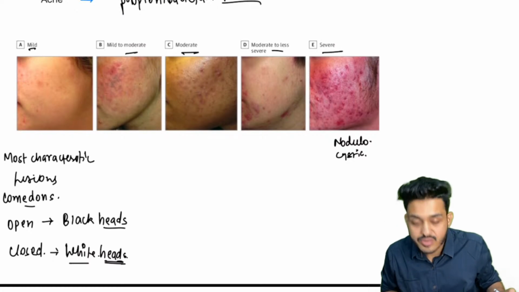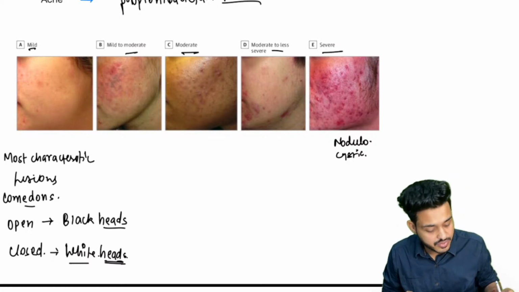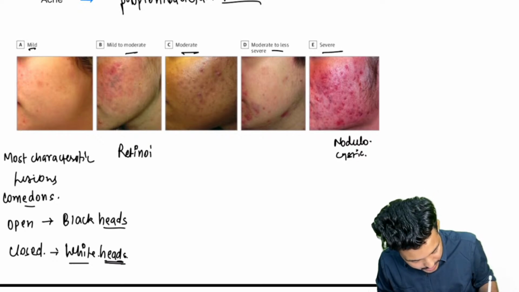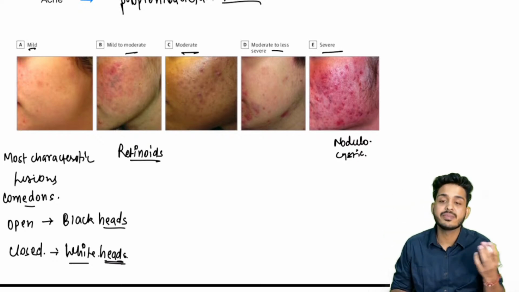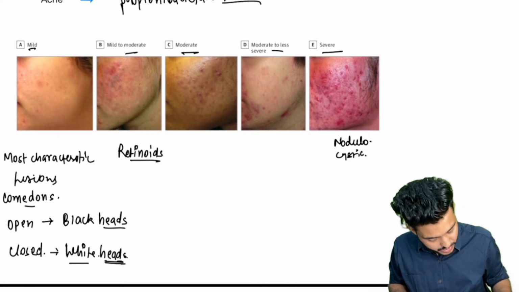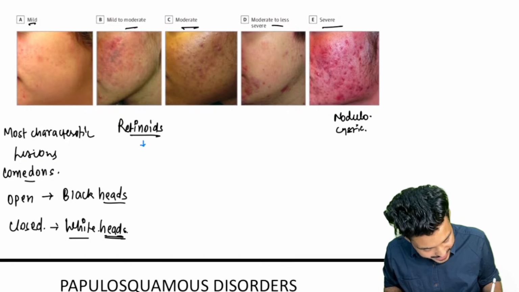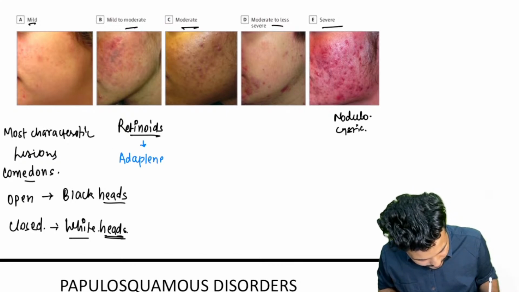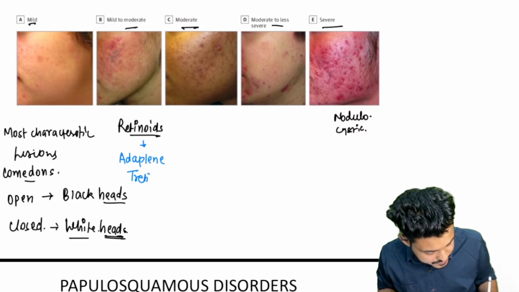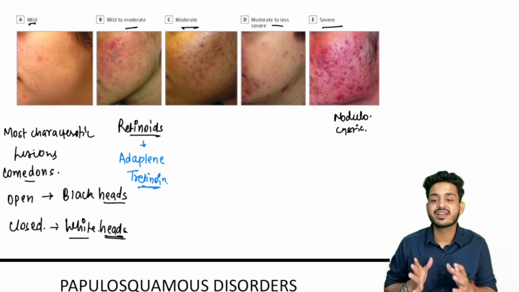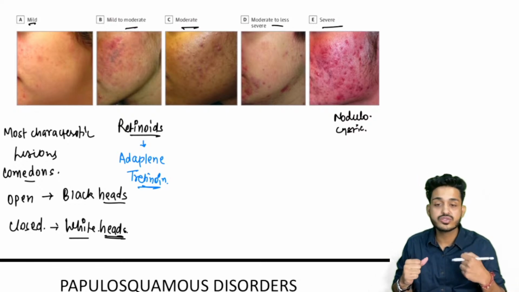First thing, what are the drugs that you will give? First would be your retinoids. Retinoids are basically vitamin A derivative. Vitamin A के derivative है. Okay, so we can use retinoids like adapalene. We can use tretinoin. Okay, in the mild to moderate category we can use adapalene, we can use tretinoin.